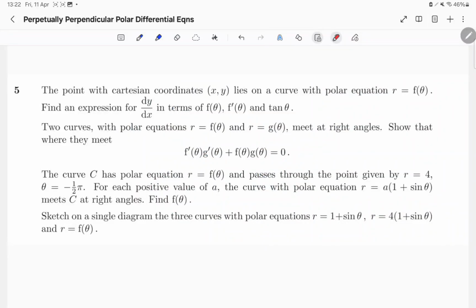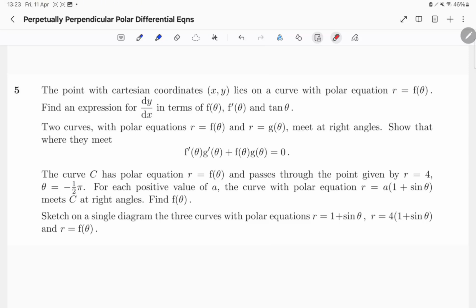Hello and welcome back. Today we'll be doing question 5 from the 2017 STEP Paper 3. This is a question about perpendicular polar equations and differential equations. So, let's get started. Question 5.